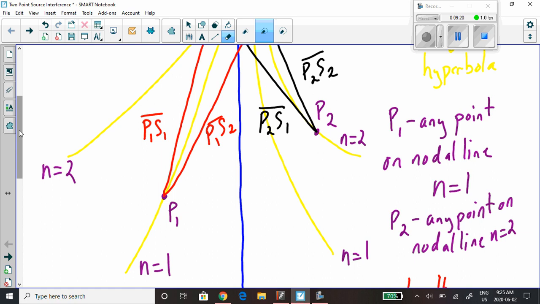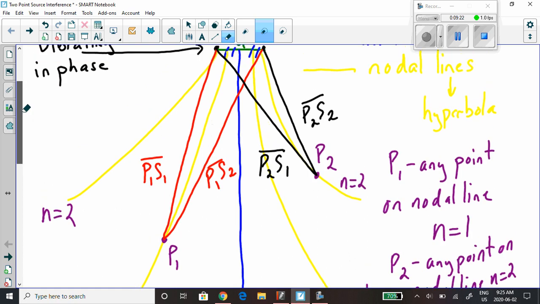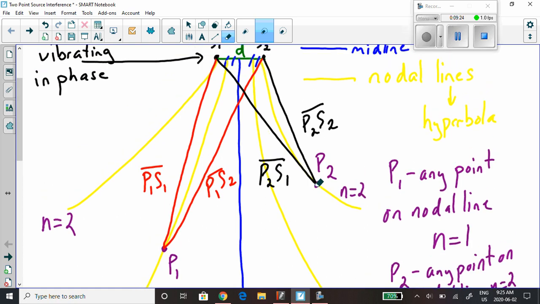Now, again, I'm going to identify some lengths. The length between point P2 and wave source S1 is known as length P2 S1. It's a straight line here. And the length between the point on nodal line n equals 2, this length between P2 and S2, is right here, and it's known as length P2 S2. So I'm going to pause here. Take a moment to get the lay of the land. I've shown you a lot of information here. Take a moment to reflect on this.